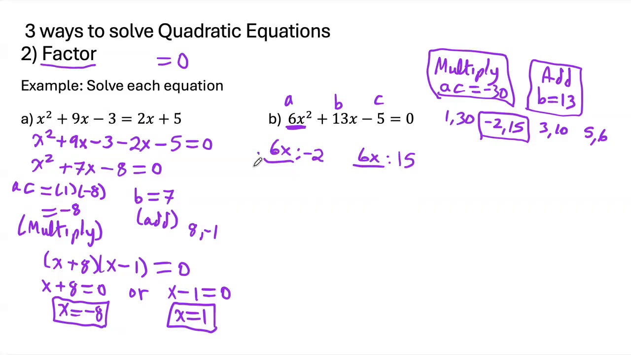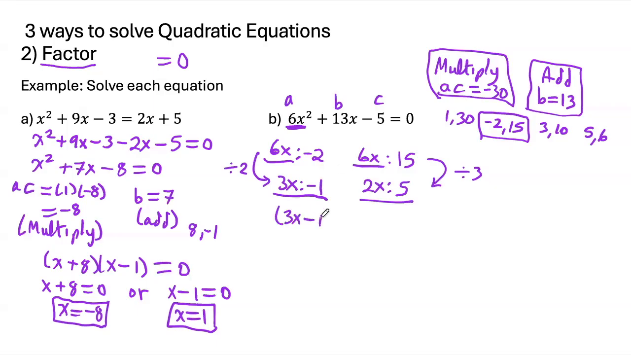The first ratio I could reduce without creating fractions by dividing both sides by 2. That gives me 3x to negative 1. The second ratio, I can divide both of these by 3 without creating fractions. That leaves me with 2x to 5. And these ratios are going to help me with my brackets. So my factoring is 3x minus 1 and 2x plus 5.